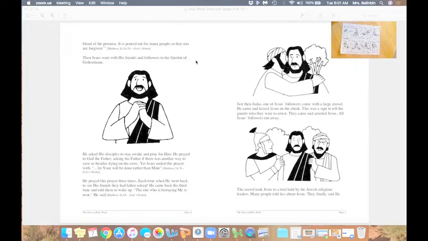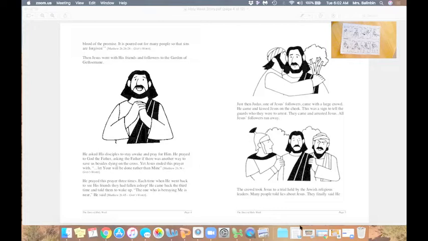Then he went with his friends and followers to the Garden of Gethsemane. He asked his disciples to stay awake and pray for him. He prayed to God the Father, asking the Father if there was another way to save us besides dying on the cross. Yet Jesus ended this prayer with, "Your will be done rather than mine."